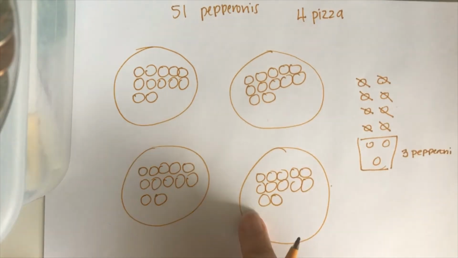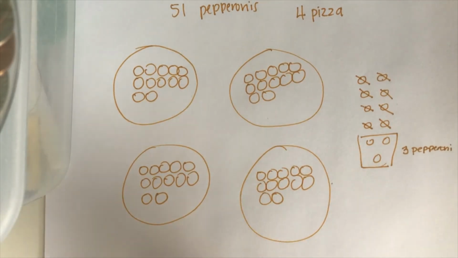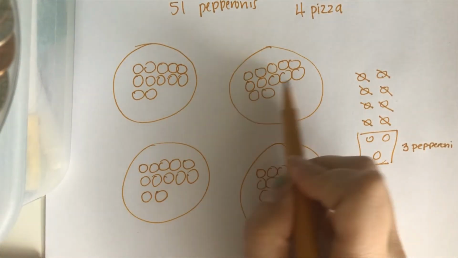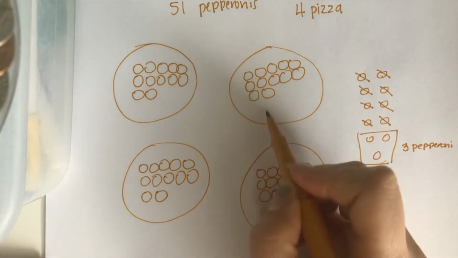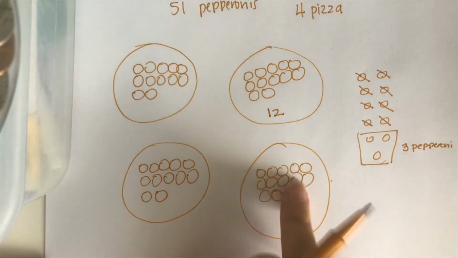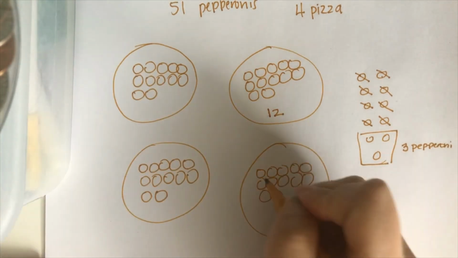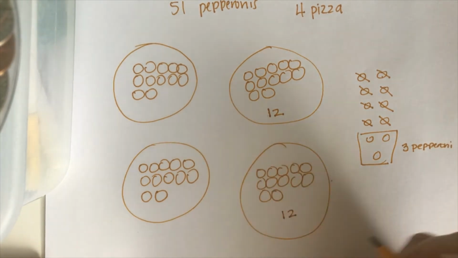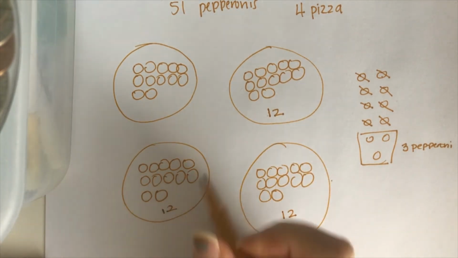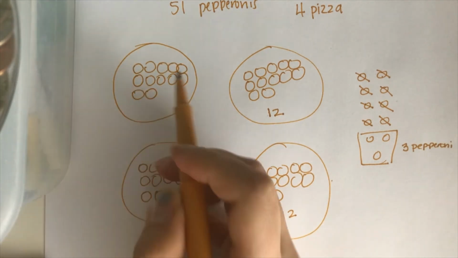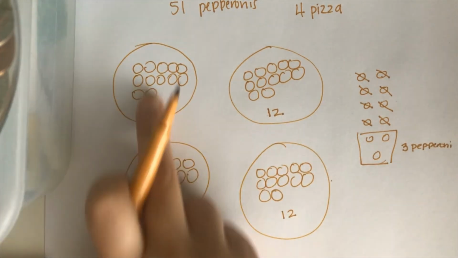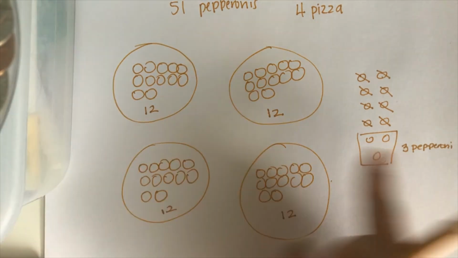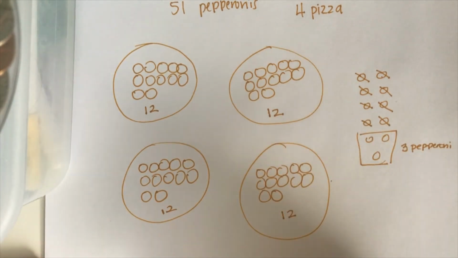on the side, and I'm going to see how many pepperonis went into each pizza. So I have 2 rows of 5, so that's 10, 11, 12. There's 12 here. And I'm going to check each pizza to make sure that is the same amount. 10 right here, 11, 12, 12 here, good. 12 here, that's 5, that's 10, and 2 more is 12. So each pizza gets 12 pepperonis, and I have 3 pepperonis left over.